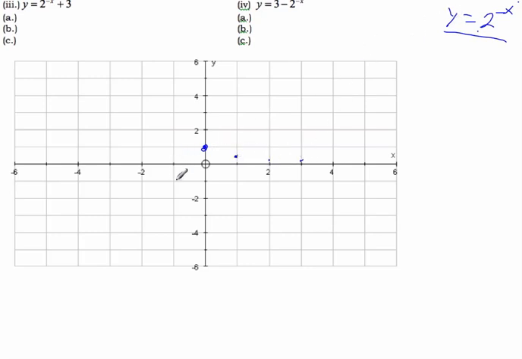But if we put in x equals negative 1, 2 to the power of negative 1 is the same as 2 to the power of 1, so it's like this. It's just like y equals 2 to the power of x, except it's reflected in the y-axis. So that's y equals 2 to the power of negative x.